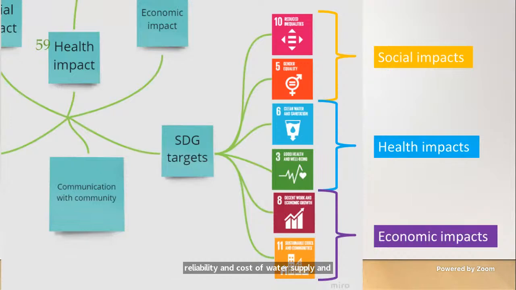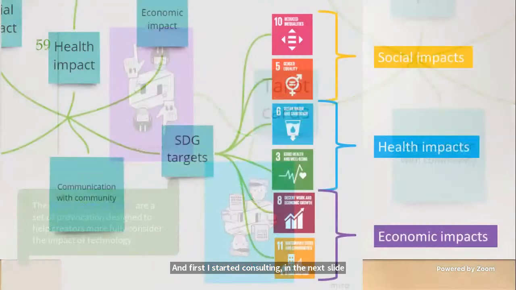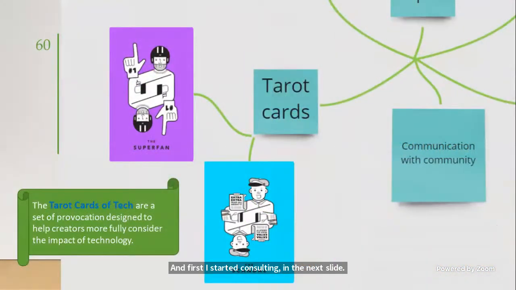And for the tarot cards of tech, in the next slide, the first card was the scandal card. And it asks about how could our product cause harm to the users. And the answer is inaccurate data which could harm the community by using water when it's not suitable, and that could lead to negative health effects.